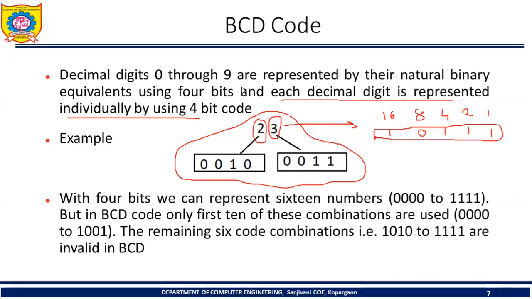Now in case of BCD code, each decimal digit is represented by 4 bits. If I consider 4 bits, then by using 4 bits we can represent 16 numbers. Do you agree? By using 4 bits we can get how many combinations? 2 raised to 4, that is 16 combinations, and those 16 combinations will be 0000 to 1111. But in BCD, out of these 16 combinations, only the first 10 combinations are used. The remaining combinations, starting from 1010 to 1111, are not used in BCD. They are said to be invalid in BCD.